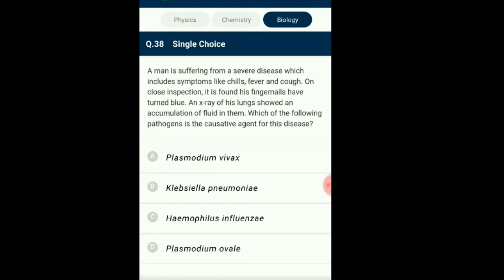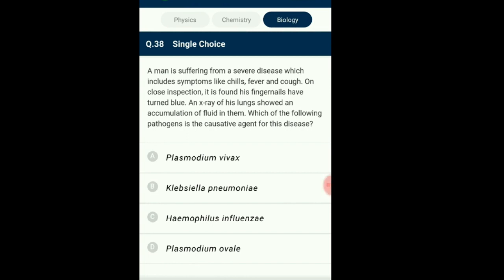Question number 38. A man suffering from a severe disease, which includes symptoms like chills, fever, and cough. On close inspection, it is found his fingernails have turned blue, and an X-ray of his lungs showed an accumulation of fluid in them. Which of the following pathogens is the causative agent for this disease?